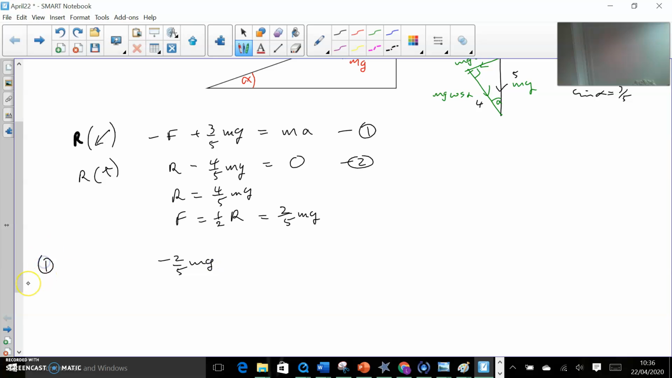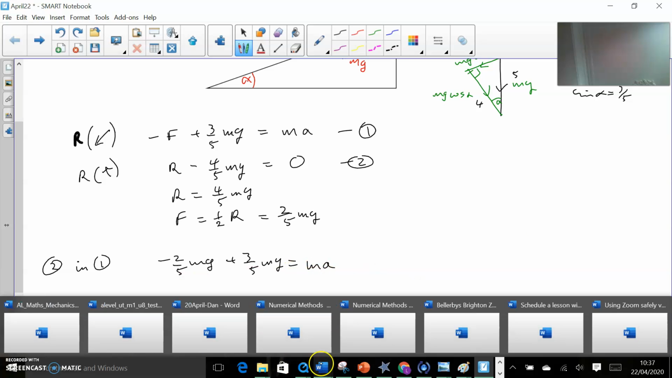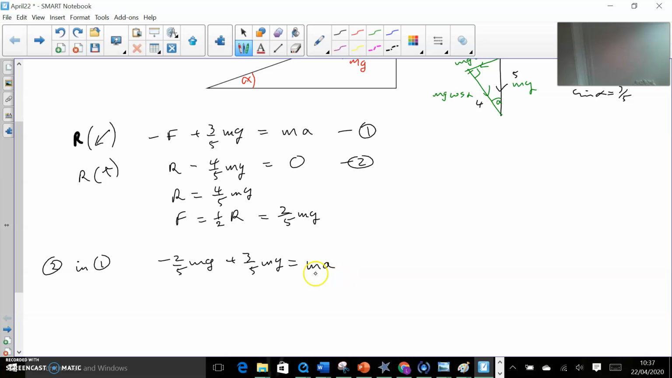So 2 in 1 really, wouldn't it? 2 in 1. Minus 2/5 mg plus 3/5 mg equals ma. And you notice there the m's cancel. We've got ma is 3/5 minus 2/5 is a 5th mg, so a is a 5th g.